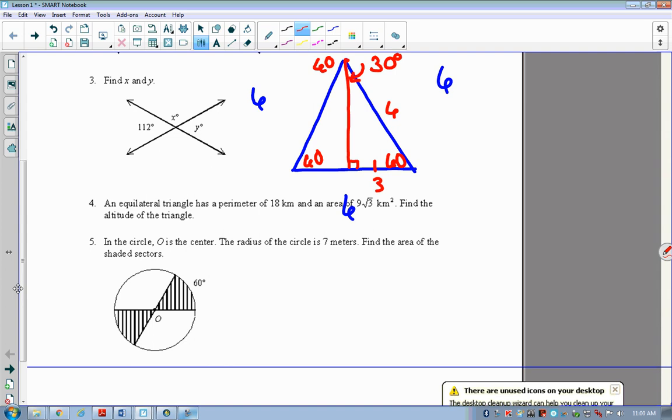1, 2, radical 3. 1, 2, radical 3. So is this, and so here it's 3, 6, what? 3, radical 3.